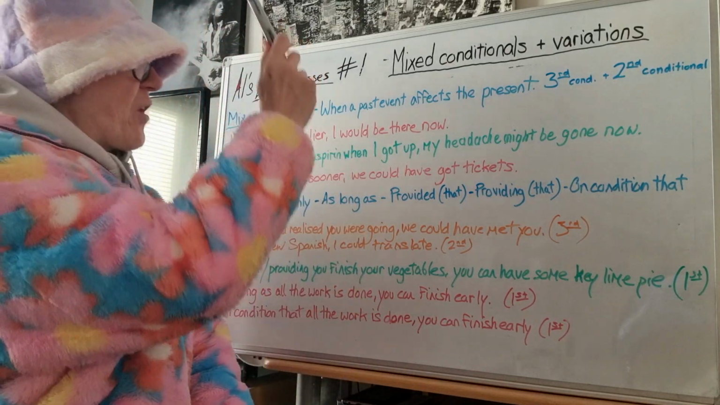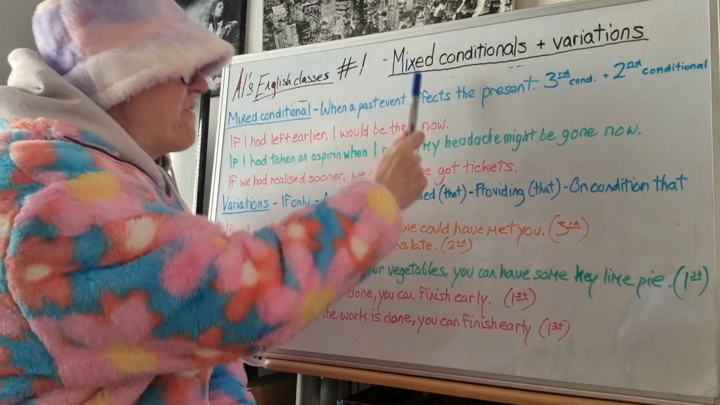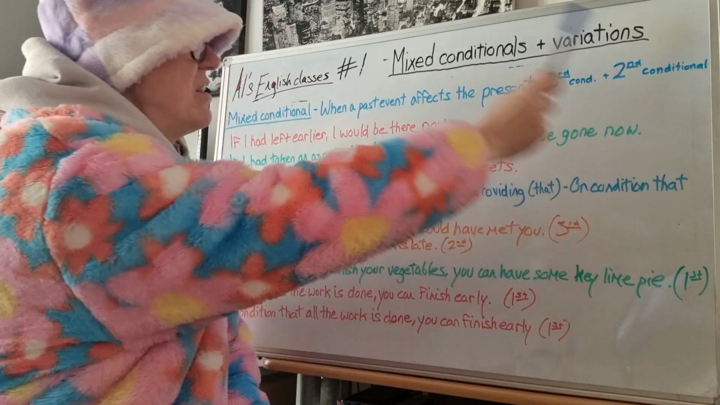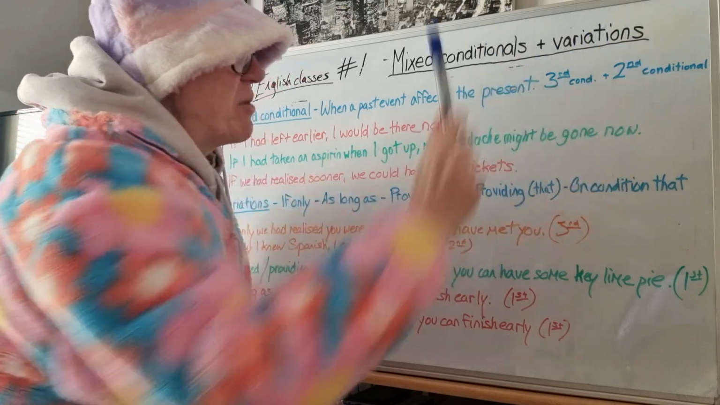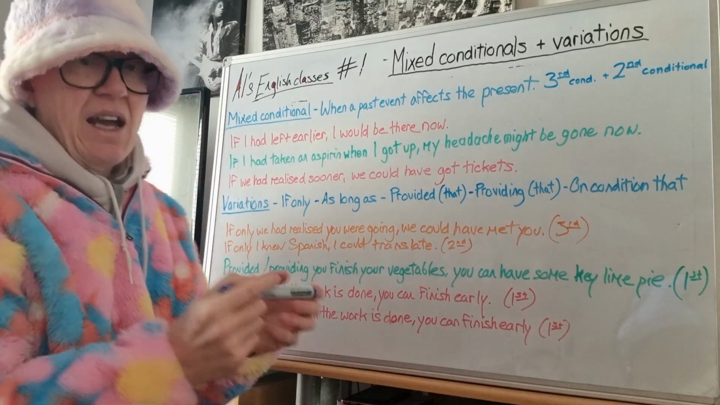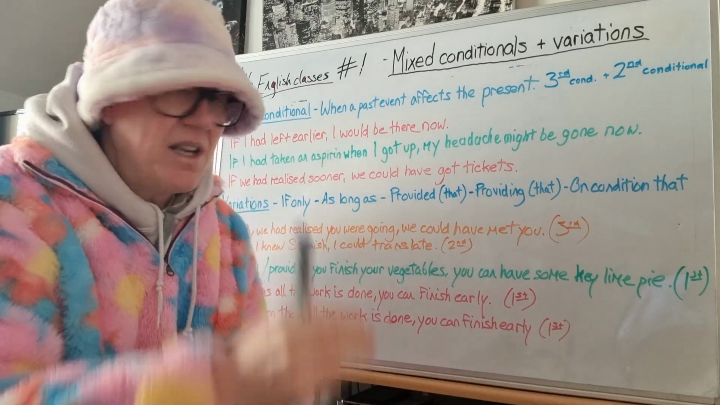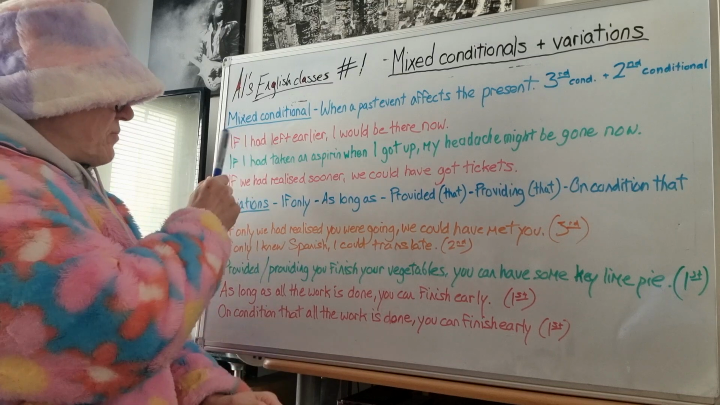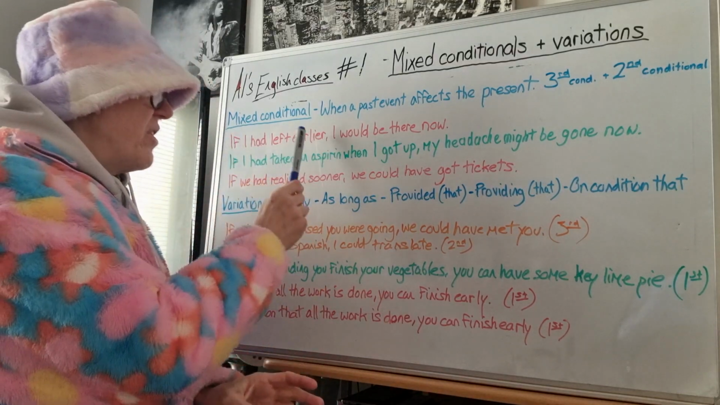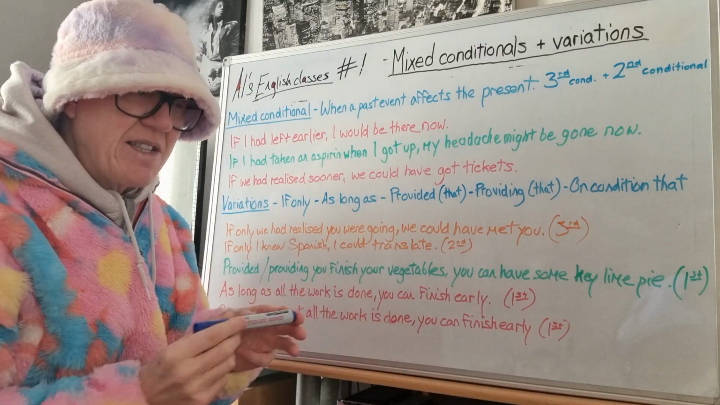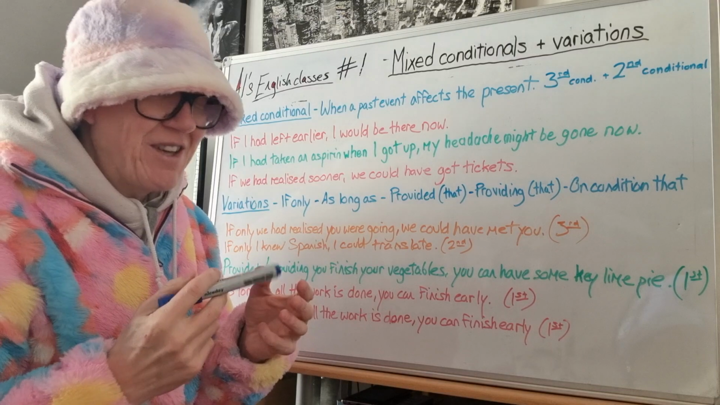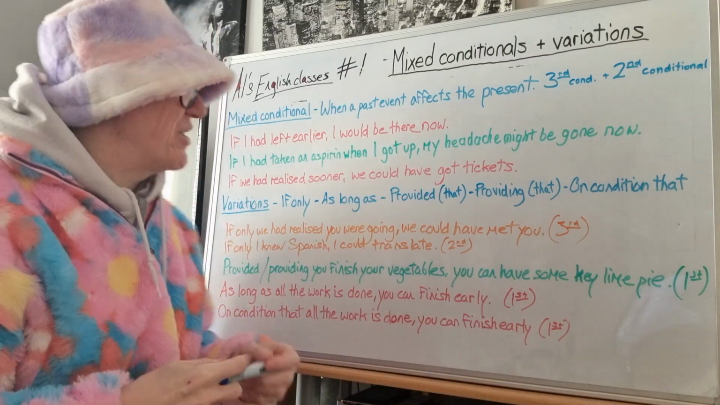Mixed conditionals. When a past event affects the present. A past event means we must use the third conditional. The present in this context means we must use the second conditional. The third conditional and second conditional can be inverted. I will start with the if clause, which means we start with the third conditional. The third conditional is in the if clause, and the second conditional is the main clause.